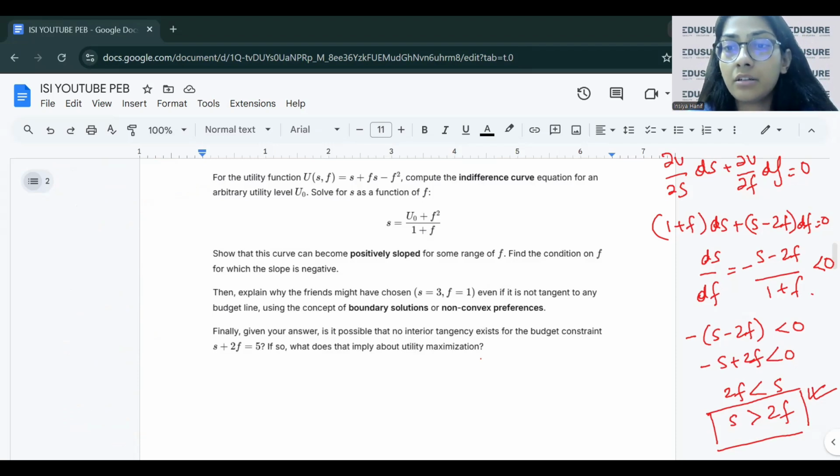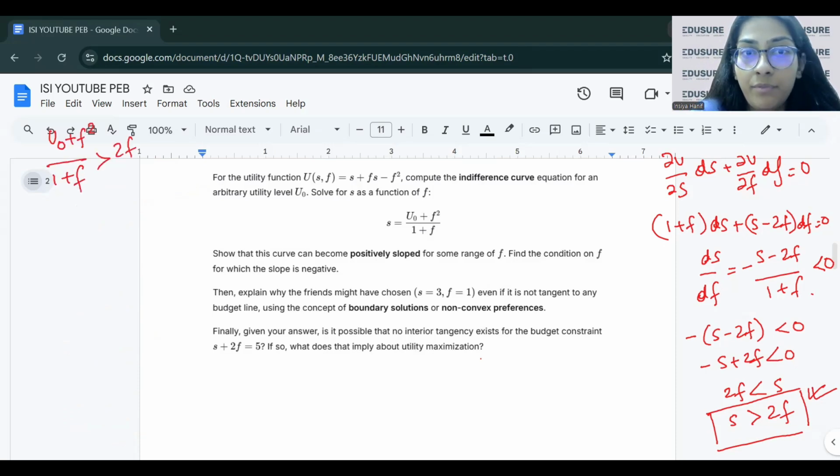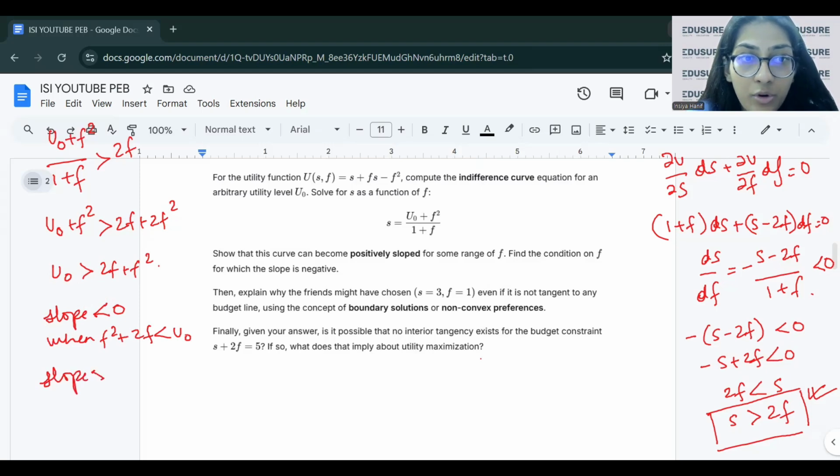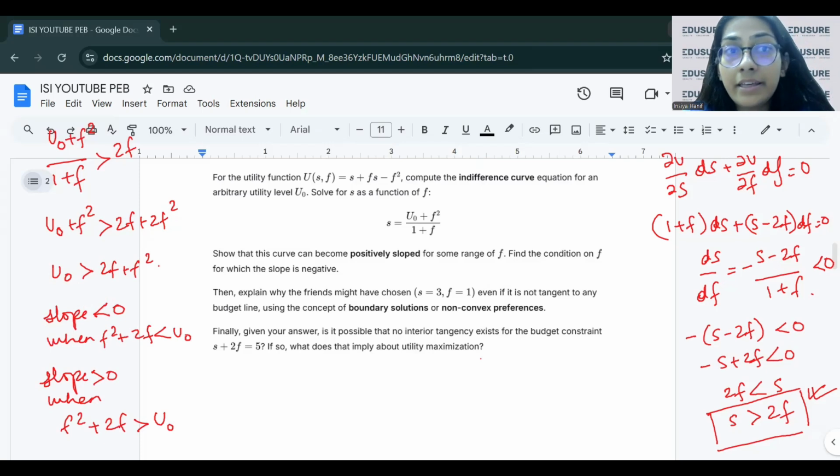तो either you can keep it at this step only या फिर और भी हम लोग कर सकते हैं. So s की जगह पे हमें we can just substitute the value. So u naught plus f square by 1 plus f is greater than 2f, right? So इसको अगर हम थोड़ा सा और simplify करें, you will get 2f plus 2f square, and you get u naught is greater than 2f plus f square. Okay. So again, slope is negative when f square plus 2f is less than u naught and slope is positive when f square plus 2f is greater than u naught. Okay, ये हमने इसलिए किया है because you can see in the question ये चीज़ दिया हुआ है, right? So assuming that इसका कोई significance होगा, इसलिए we have substituted and we have gotten a better condition here, right?